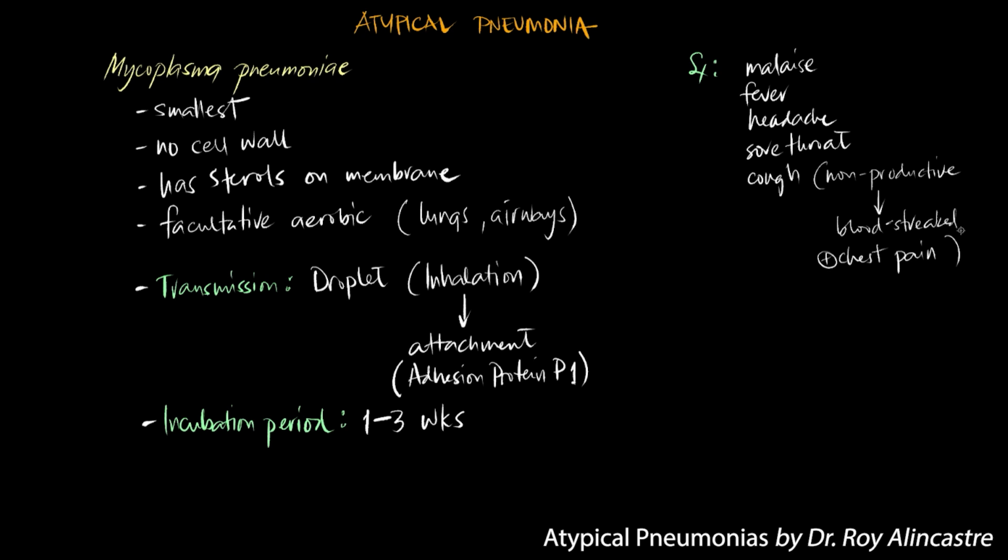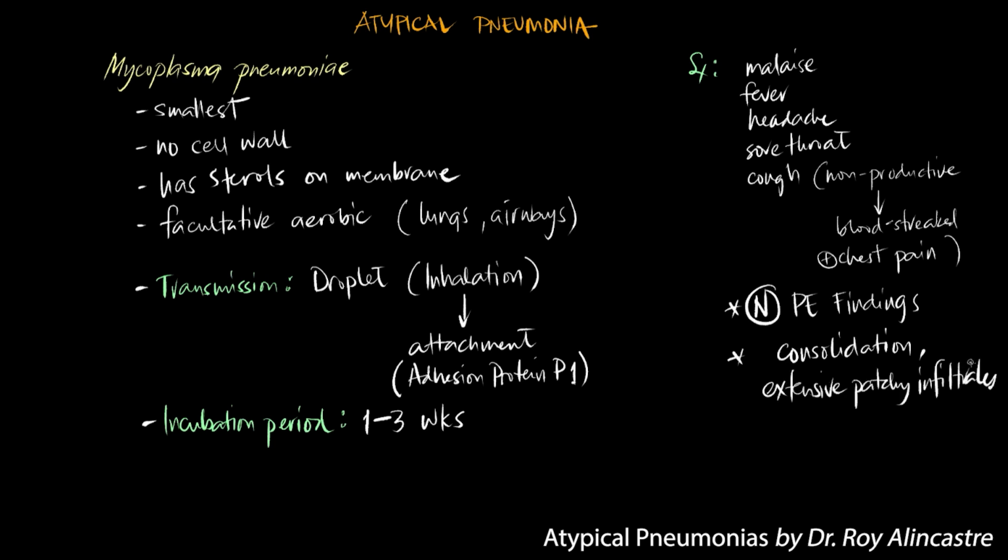It causes an atypical pneumonia because of the normal PE findings, despite the striking consolidation or extensive patchy infiltrates on the chest x ray, which actually resolves in 1 to 4 weeks. When you are able to see an x ray of a patient with mycoplasmal pneumonia, you will actually get scared when you look at the x ray because of the extensive infiltrates. But when you look at the patient, you will be amazed because the patient is chill, wala lang. That's why it's also called walking pneumonia.